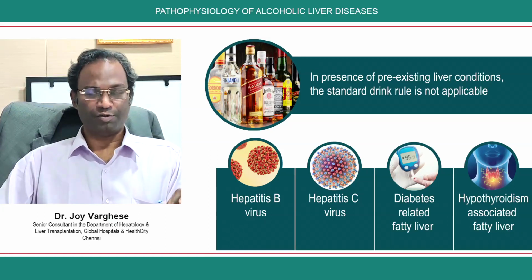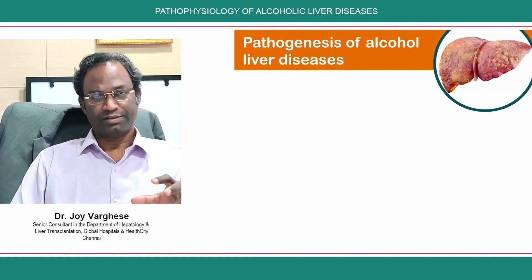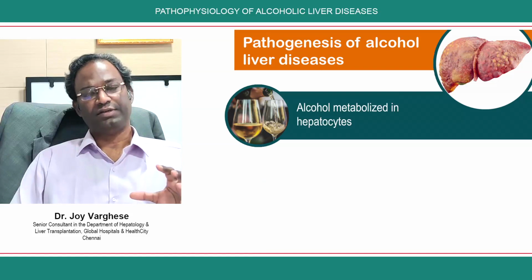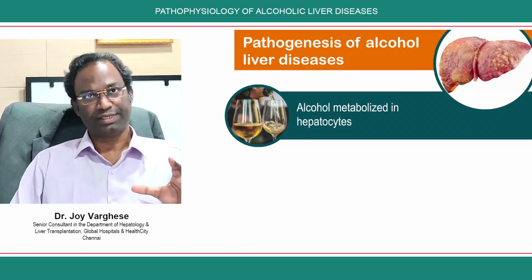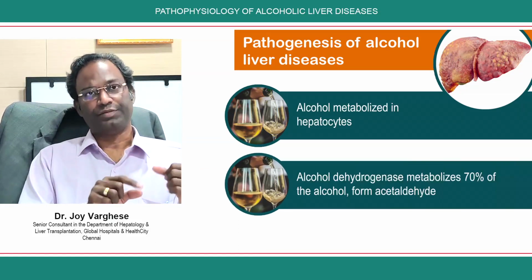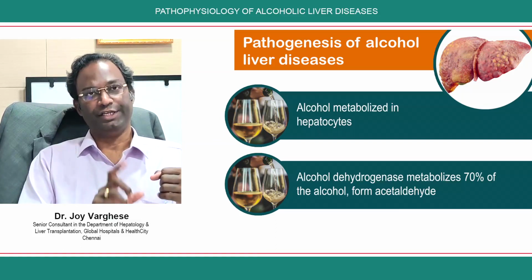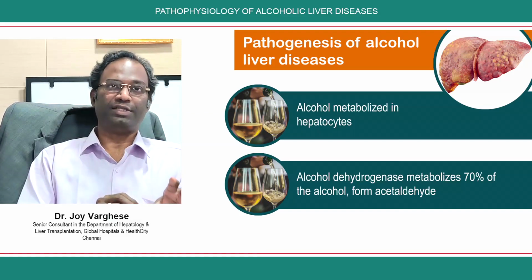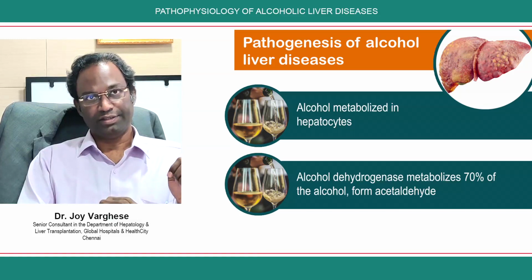Once alcohol enters the hepatocyte, it gets metabolized first within the cytoplasm. Just imagine a hepatocyte with its nucleus. Within the cytoplasm, the cytosol contains the enzyme alcohol dehydrogenase. This metabolizes 70% of the alcohol and converts it into acetaldehyde.